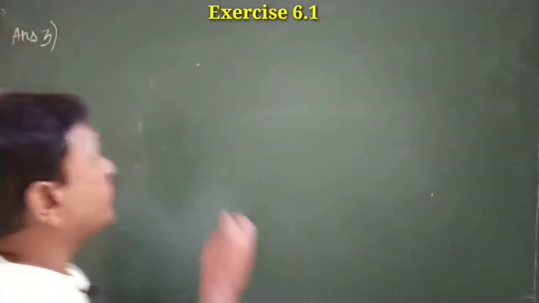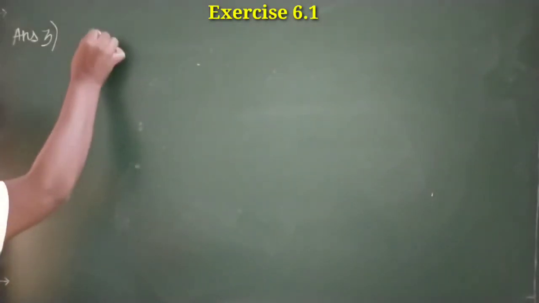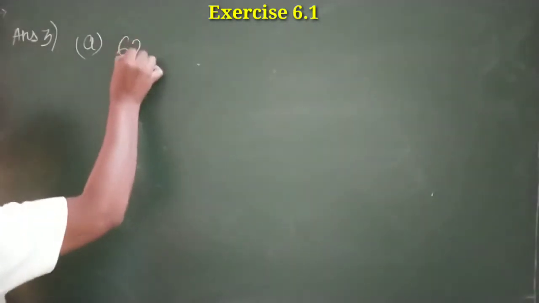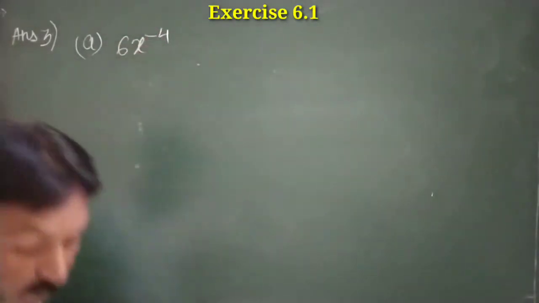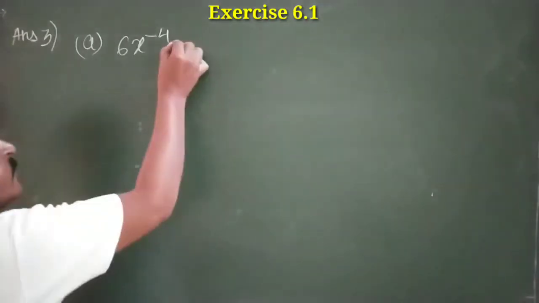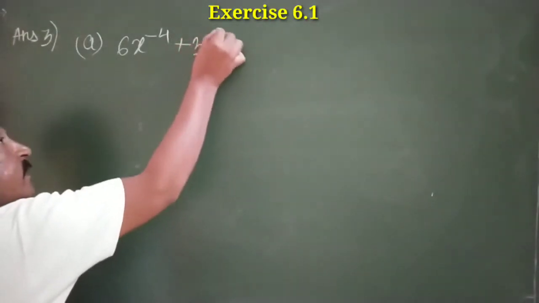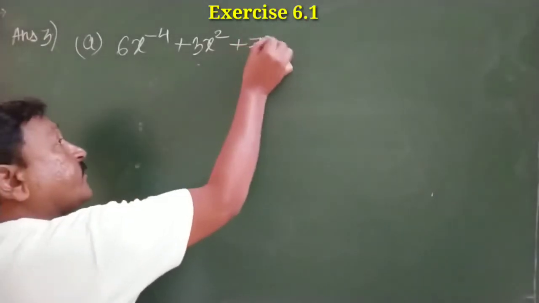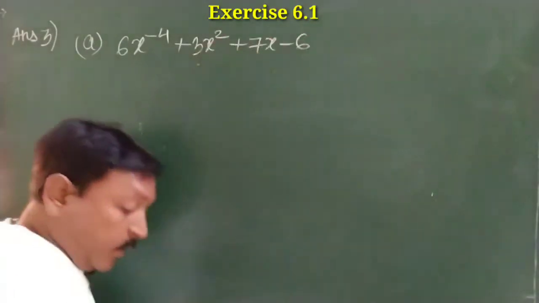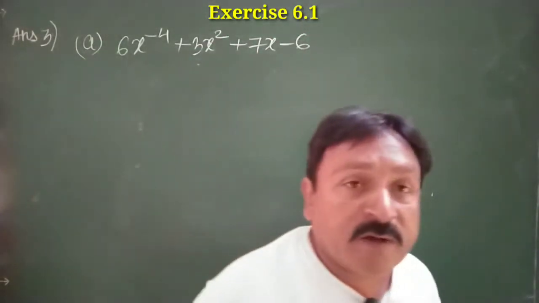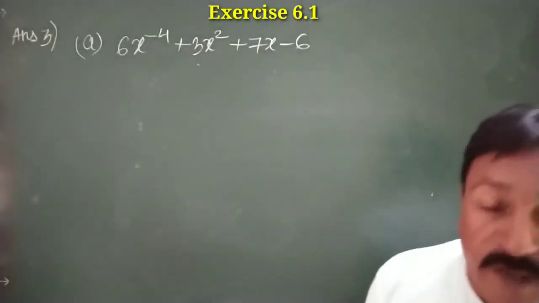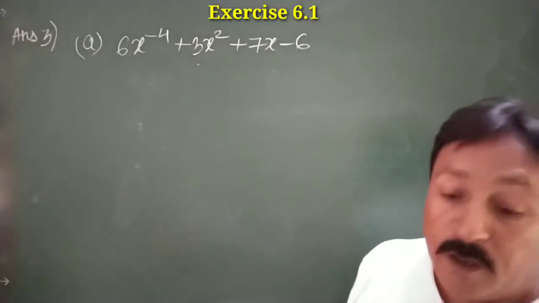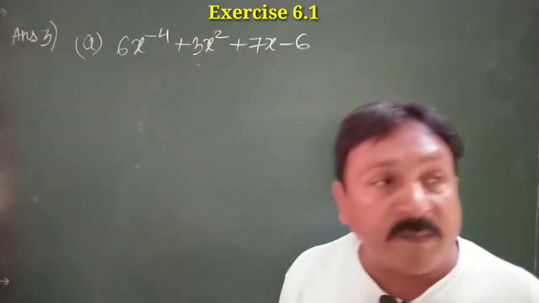This is the first part of the question. It is given 6x raised to power minus 4 plus 3x square plus 7x minus 6. Okay, so these expressions are given to us and we have to tell whether they are polynomials or not. So just recall the concept explained by me.